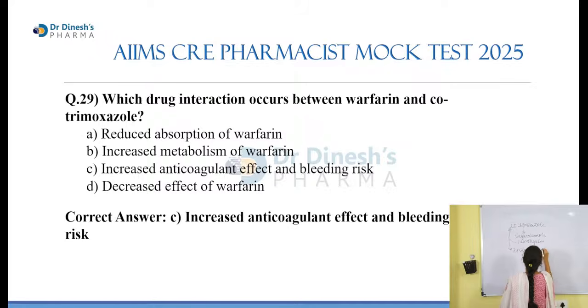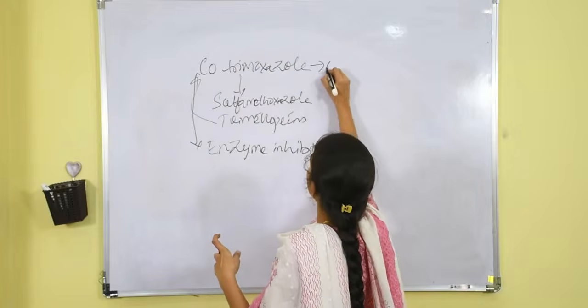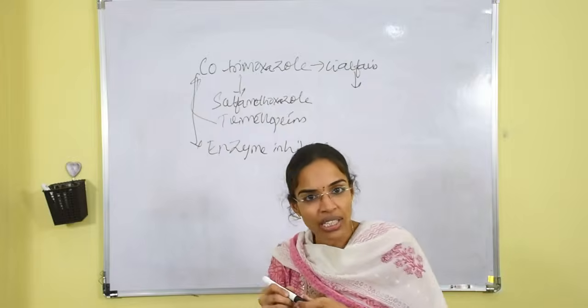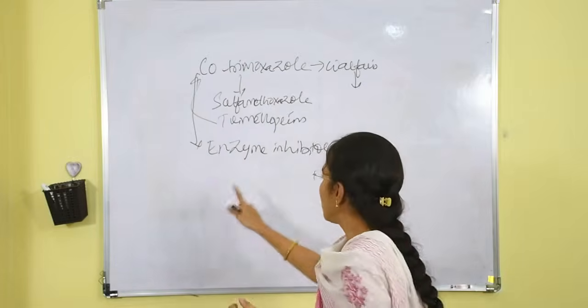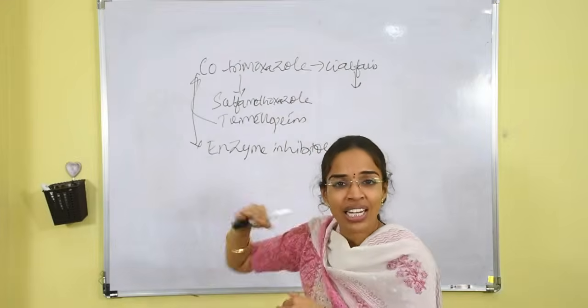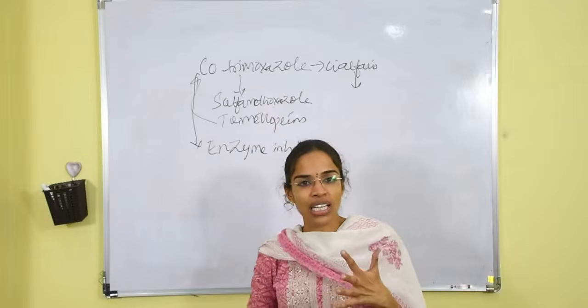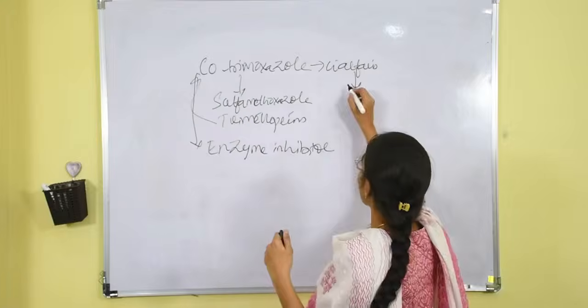It inhibits the CYP metabolizing enzymes. Due to the inhibition of CYP metabolizing enzymes, what happens to the other drug, warfarin? The metabolism of warfarin is stopped because the enzymes which metabolize warfarin are inhibited by cotrimoxazole. So warfarin is not metabolized.